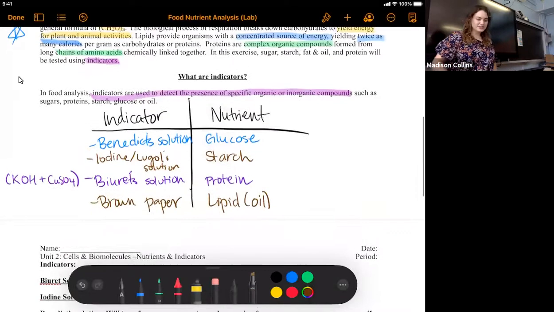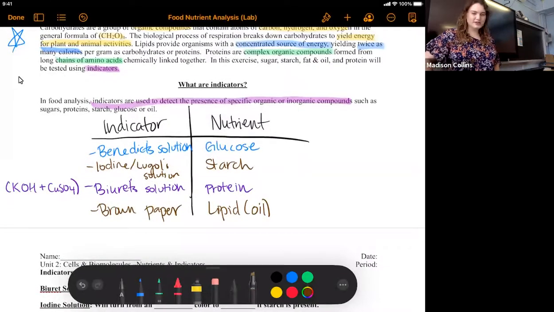All right, any questions about these 4 indicators before we get started? All right, take about 10 more seconds to write that down. So Benedict solution is the indicator for glucose. Iodine or Lugol solution is the indicator for starch. Biuret solution is the indicator for protein. And with Biuret, we're going to use copper sulfate and potassium hydroxide. And brown paper is the indicator for lipids or oils.